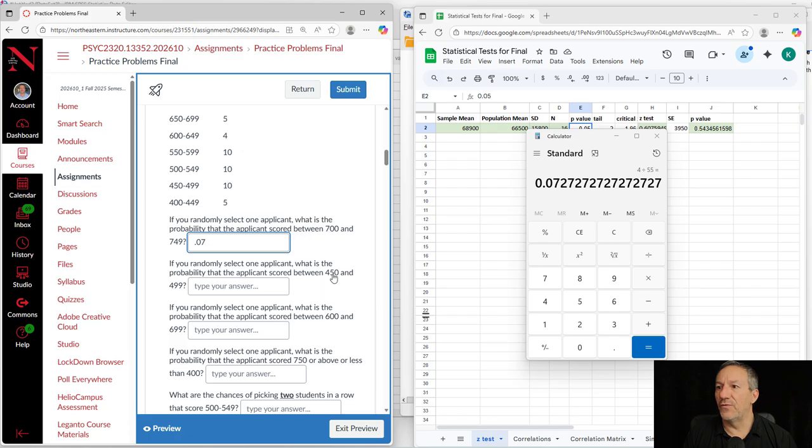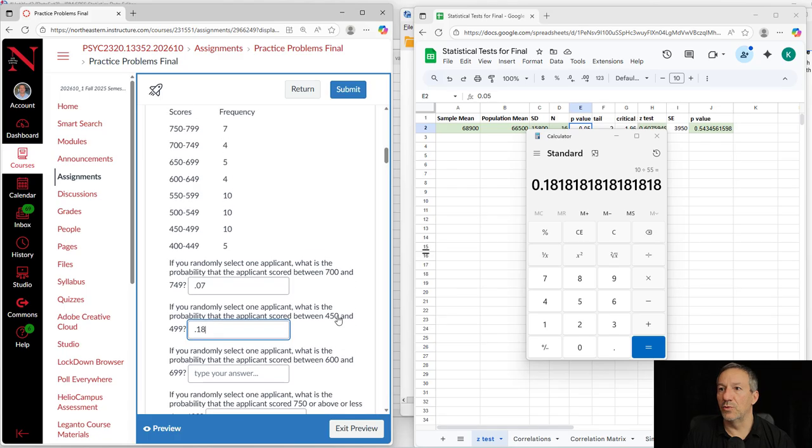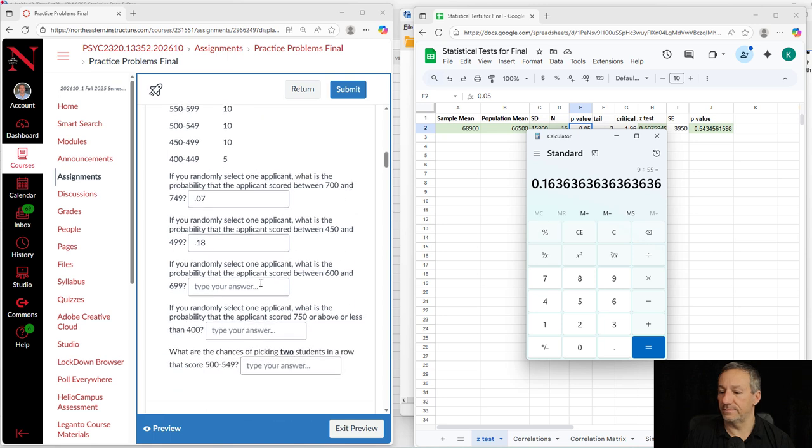Between 450 and 499, that is 10 divided by 55, 0.18. Between 600 and 699, so this is the addition rule, 5 plus 4 divided by 55, 0.16.